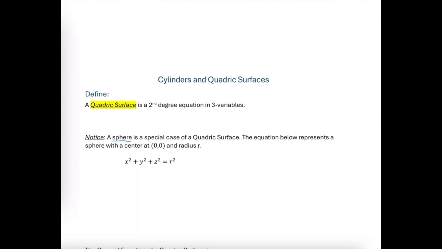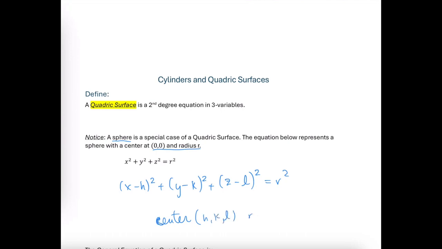A sphere is a special case, and just as a reminder, this would be the equation of a sphere centered at the origin with a radius of r, and the general equation for a sphere would be (x minus h)², (y minus k)², and (z minus l)², and that would have a center at the ordered triple (h, k, l) and a radius of r.